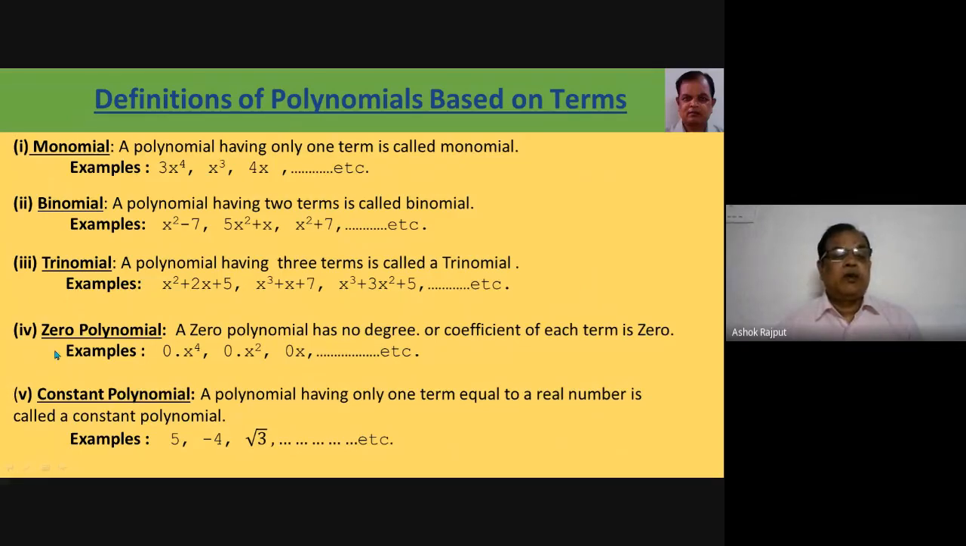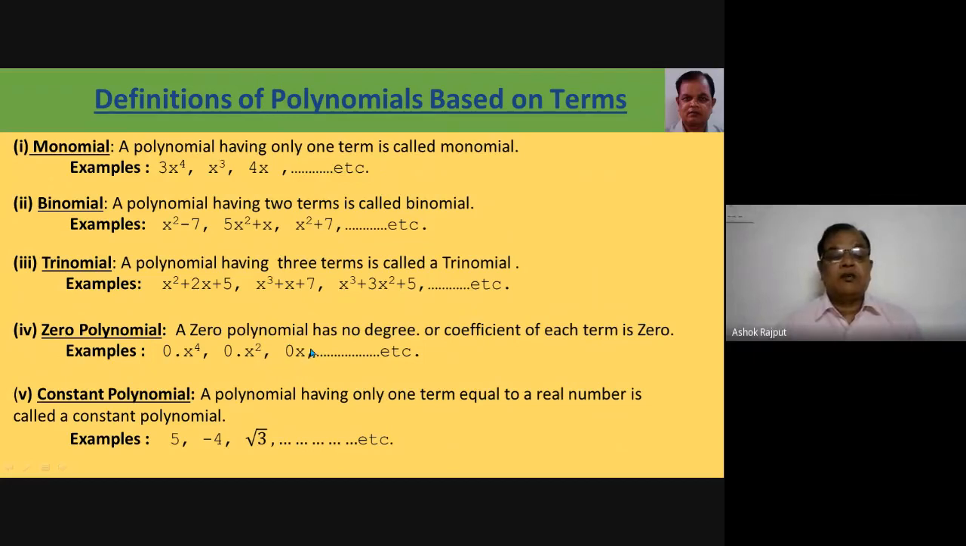Next, the zero polynomial. A zero polynomial has no degree. First we try to understand. A zero polynomial has no degree. It means its degree is zero, and the coefficient of each term is zero. As we have written here, 0 into x raised to the power 4. If we multiply, we will get 0. It means there is no degree. But we are saying here the degree is 4. Here we are saying the degree is 2.